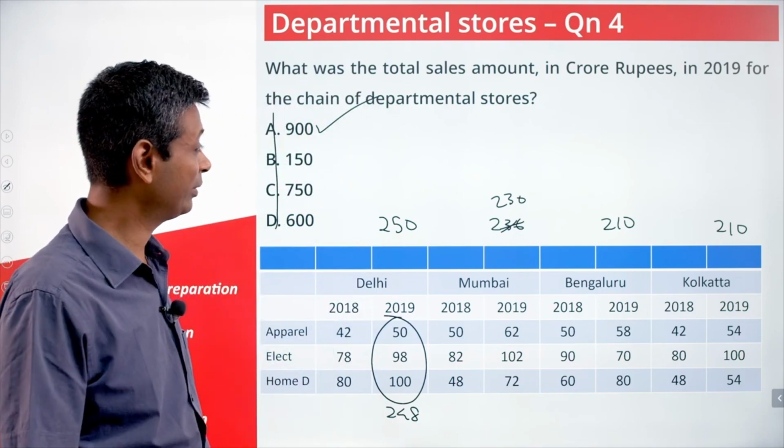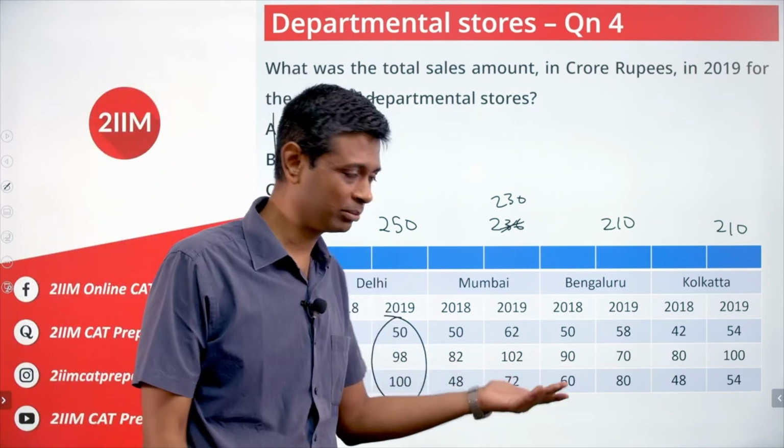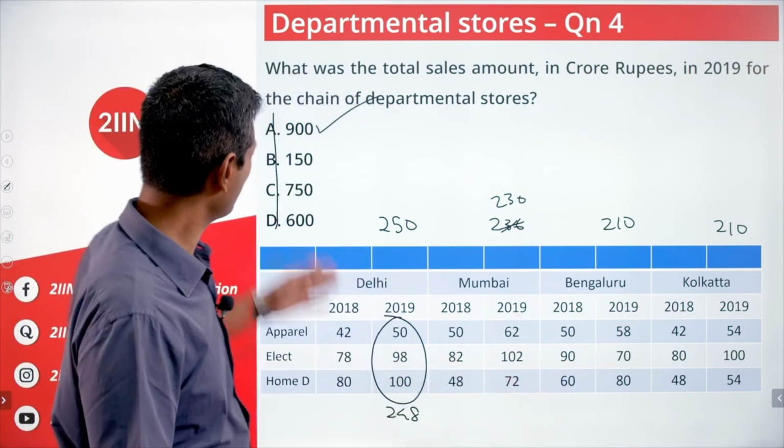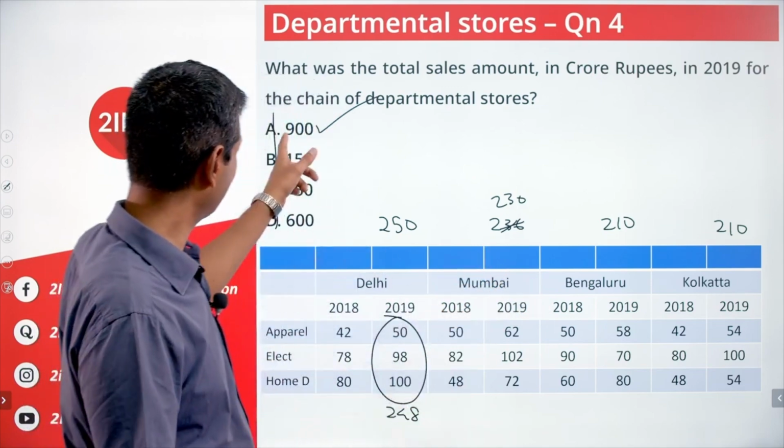And so I don't want to end with zeros. I don't want to end with 6, 7, 8. I can do the accurate number. There are small enough numbers, fewer numbers. But because the choices are far apart, I can even just scan the numbers and get to the answer. 900 is the easy right answer.